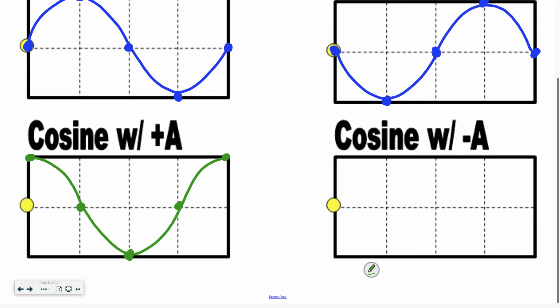Okay, now if we have a cosine with a negative A, that is going to have to start in the bottom corner this time, and then come up at each quarter mark to make more of a hill shape. So a positive cosine graph, we're going to start in the top corner, but a negative cosine graph, we are going to start in the bottom corner.